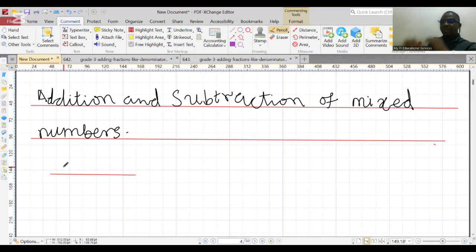There are two different methods that can be used when subtracting or adding mixed numbers. The first method is to add the two whole numbers or subtract the two whole numbers, then solve the fraction. The second method is changing the mixed numbers to improper fractions before solving. But in this lesson, I'm going to use the first method. So let's take a look at example 1.